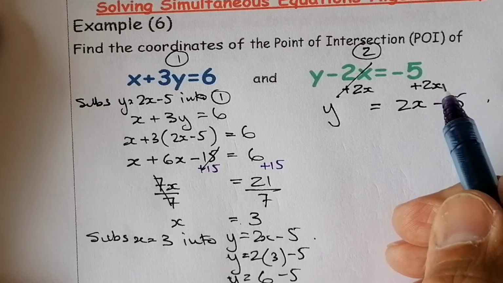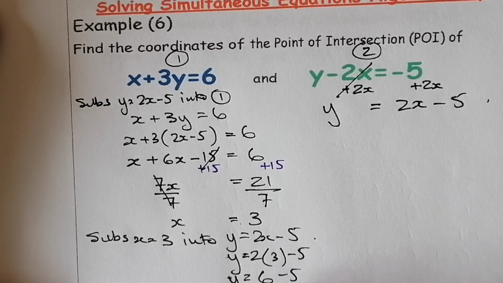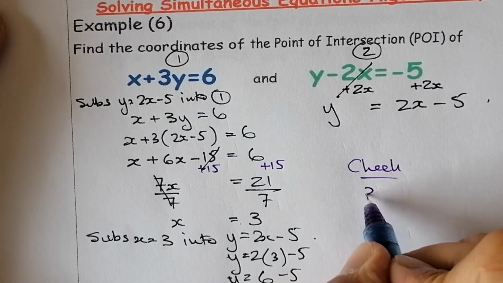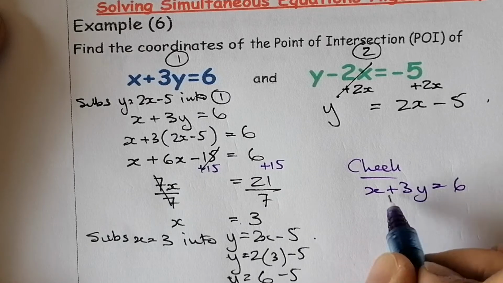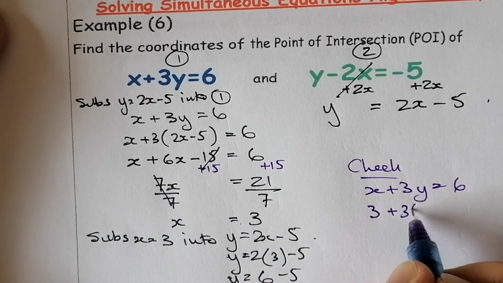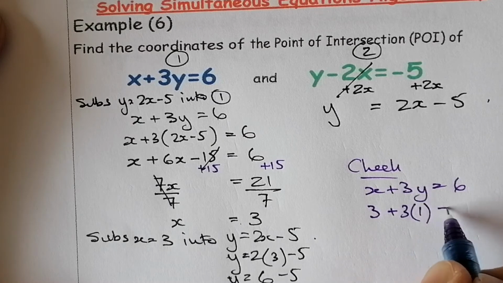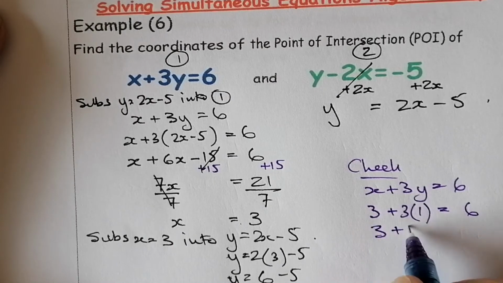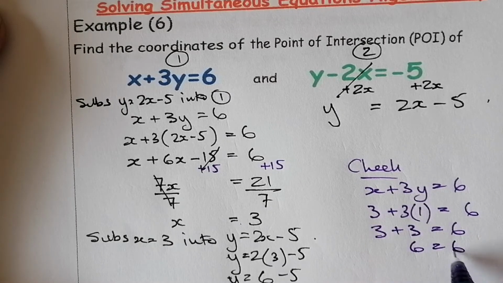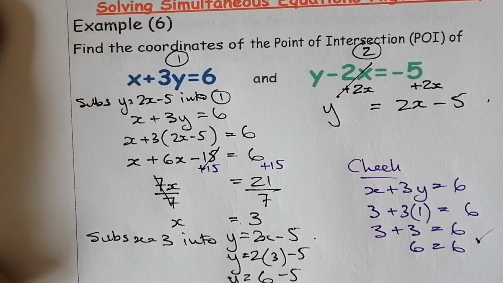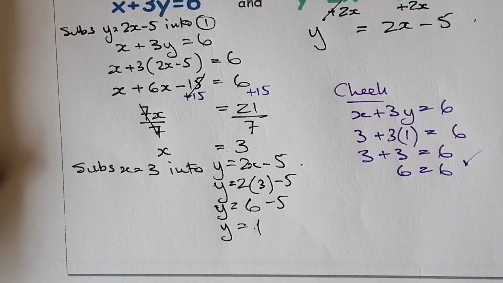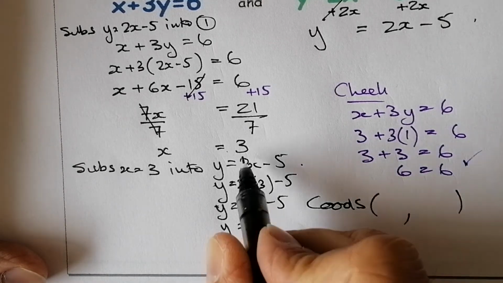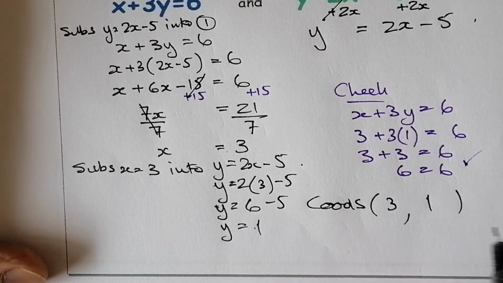Okay, and we're going to check it because we've used that one. I've used that equation to work it out. I'm going to check it in the other equation. So my check is going to be x plus 3y equals 6. So my x value, which is a 3, plus 3 times my y value, which is a 1, and I want that to equal 6 to make that balance. If it balances, I've got it right. So that's 3 plus 3 equals 6, so that's going to give me 6 equals 6, and good, I've got it. So that is correct. So I'll just write down my coordinates because that's what I've been asked to do. So my coordinates are going to be x value first, 3, y value next, 1. So 3, 1.